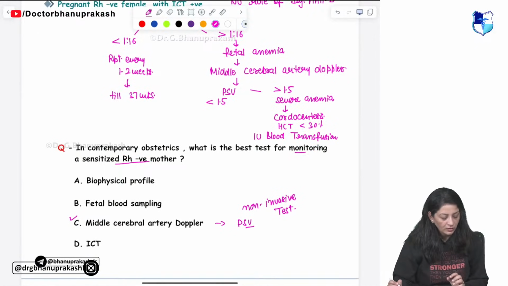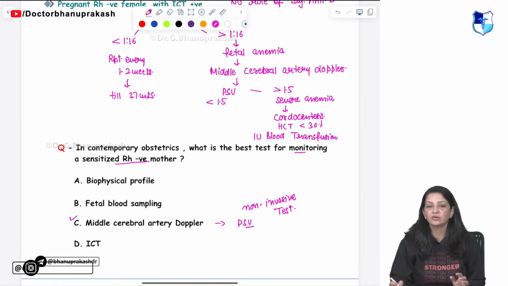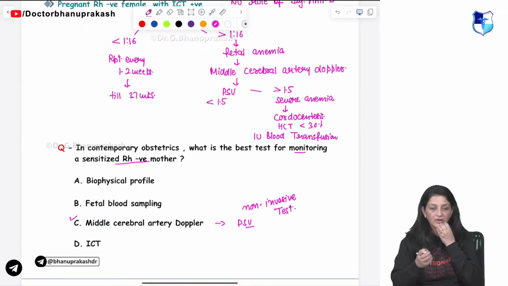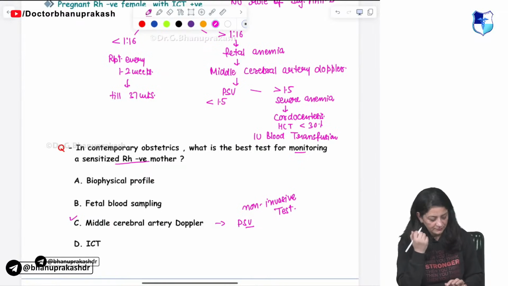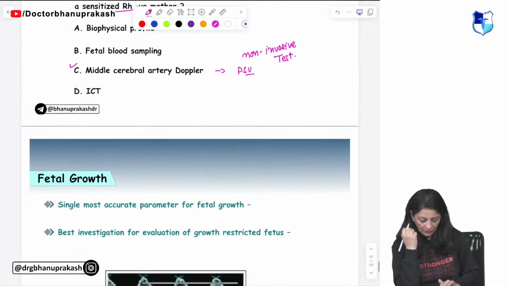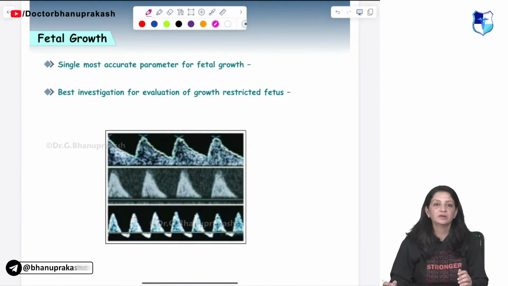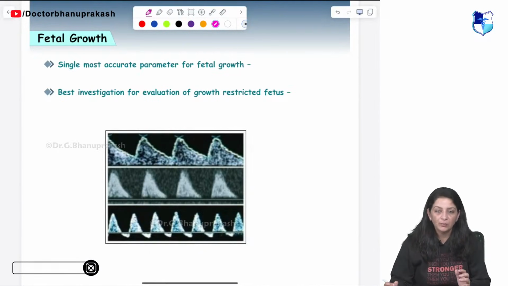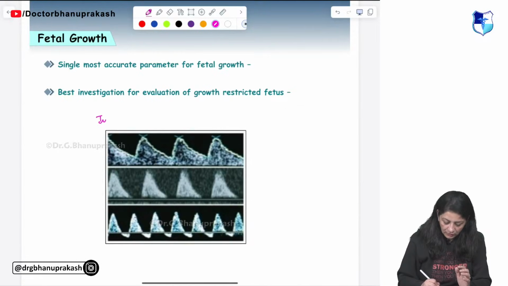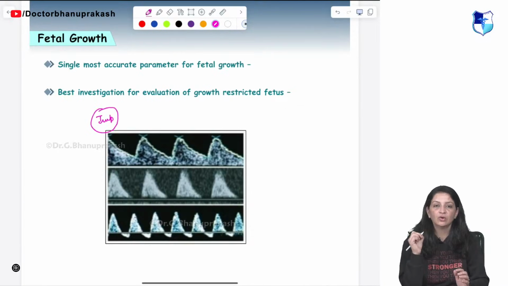Here we are doing chordocentesis not for any karyotyping. We are doing it as a therapeutic. We are taking a sample. Okay. Now, fetal growth, ultrasound, Doppler, umbilical artery Doppler, important one, umbilical artery Doppler.